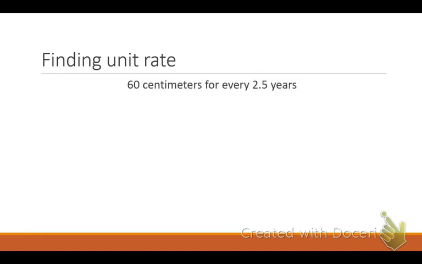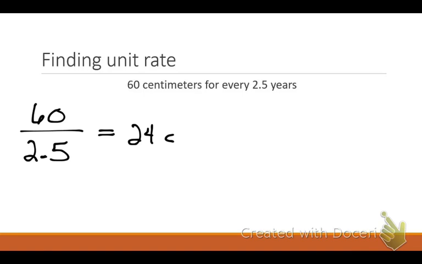Now this one's pretty simple. Don't you love it when they're just this cut and dry? We're going 60 centimeters for every 2.5 years, and we're dividing those. What is 60 divided by 2.5? It's going to be 24 centimeters. That something is maybe growing, maybe like a caterpillar, every year, per year, each year, whatever.